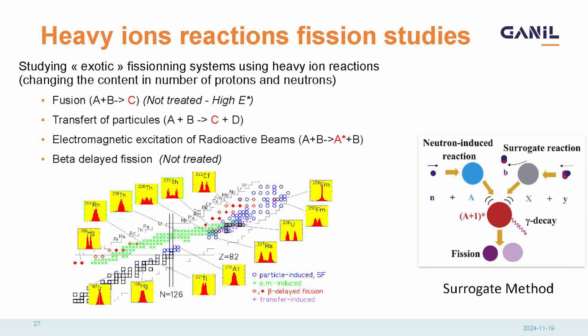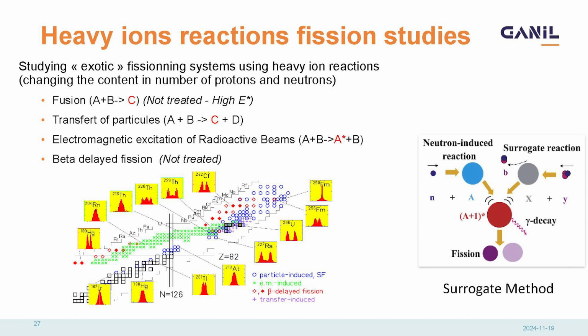And beta-delayed fission will not be treated here, but beta-delayed fission is basically you produce a system, it will decay, and it will decay to a state that will fission. So it has some advantage, because most likely the beta decay goes to relatively low excitation energy, and you will populate your system at relatively low excitation energy, and you can look at the fission modes.